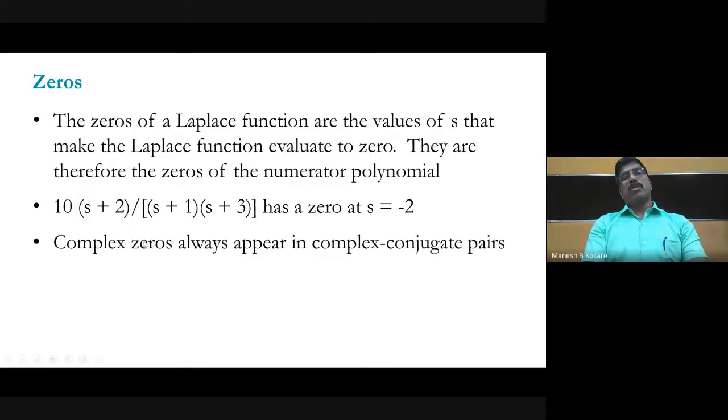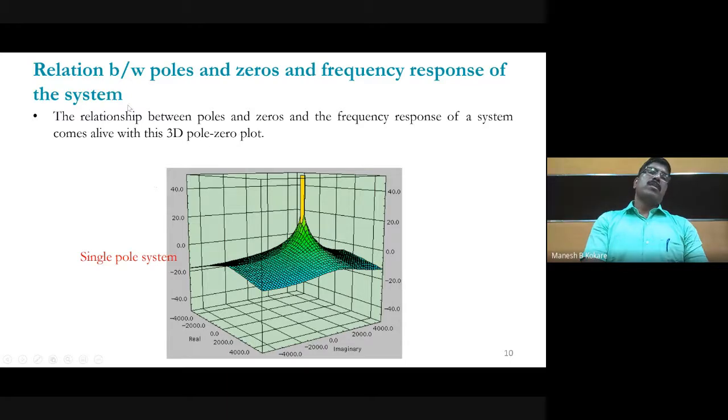Complex zeros may also be there, which will always appear in complex conjugate pairs. So what is the relation between poles and zeros and the frequency response? The relationship between the poles and zeros and the frequency response of a system comes alive with the 3D pole-zero plot. This is a single pole which will give you the response. If the value of s is equal to this root, then your response will be infinite, and that's why it is called a pole.